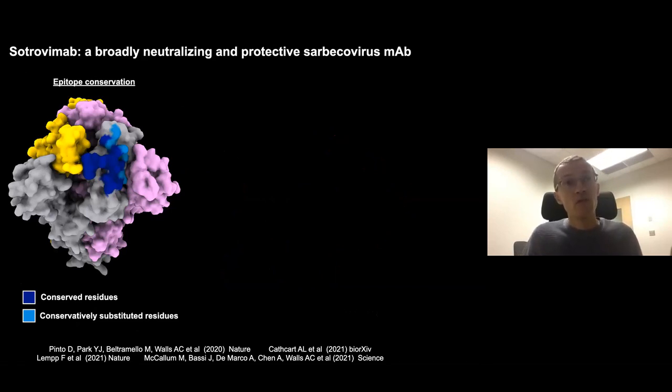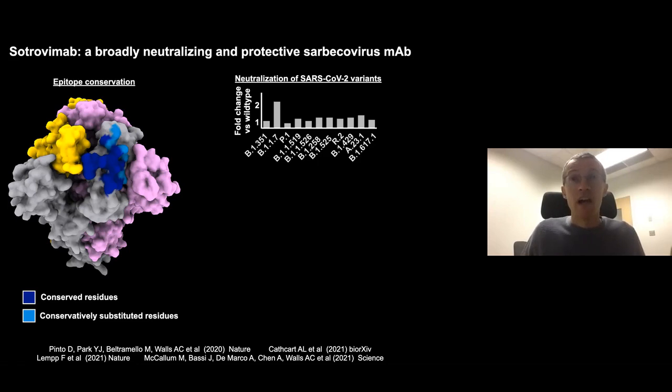So if we look at the sequence conservation across SARS-CoV viruses, we see that the epitope recognized by S309 is highly conserved, as shown by this dark blue color, and only a couple of residues at the periphery of the epitope are conservatively substituted. So because this antibody targets such a highly conserved epitope, which is conserved across different SARS-CoV viruses, it is actually completely resilient to the emergence of SARS-CoV-2 variants. This epitope is not changing at all.